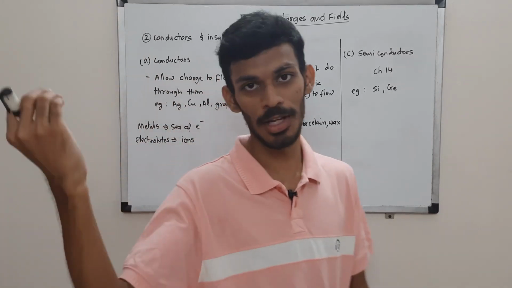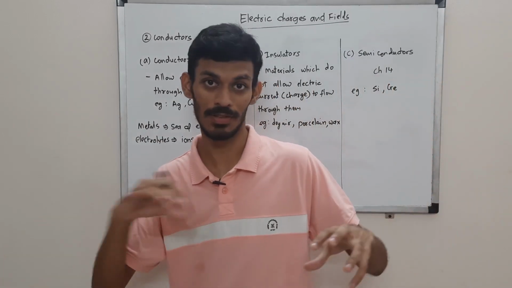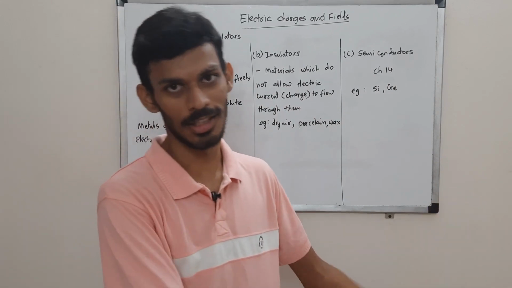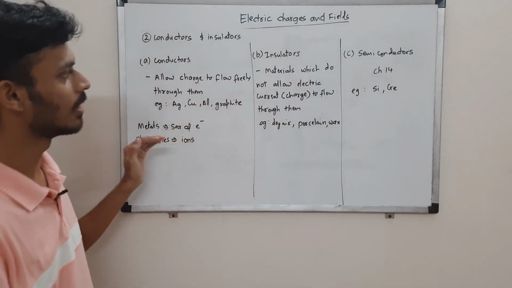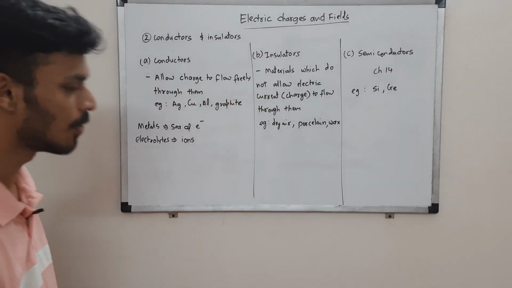So if you have sodium chloride and you dissolve it in water, it will break up into its component ions, Na+ and Cl-, and these ions lead to conduction. So that is how metals and electrolytes conduct. This is due to electrons, this is due to ions.